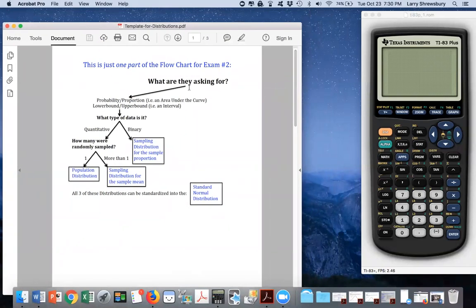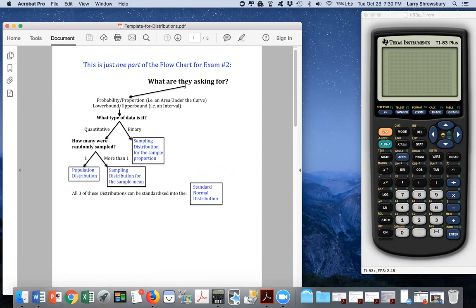I like people to come up with their own study methods and whatnot, but I bring this up now because if you're still struggling keeping everything straight, I think this will get things straightened out. Now, here's one part of the flow chart for exam number 2. Another branch is going out to confidence intervals, which you'll be working on later this week, or maybe you've already got to that. And then later on down the road, also hypothesis tests.